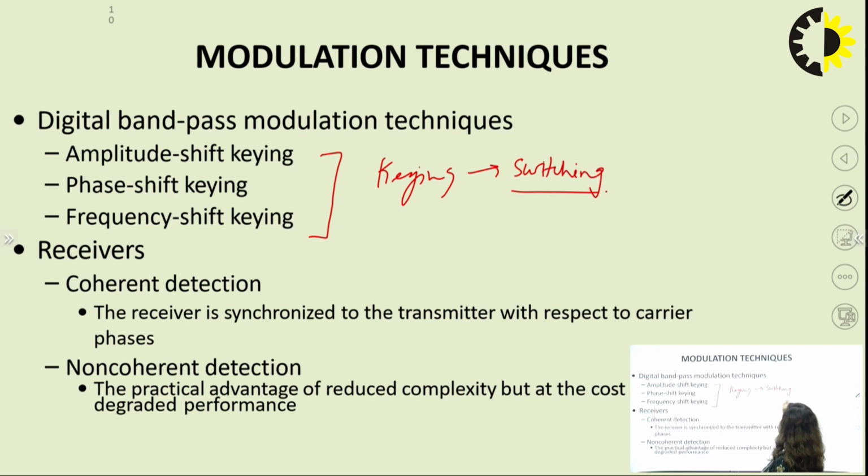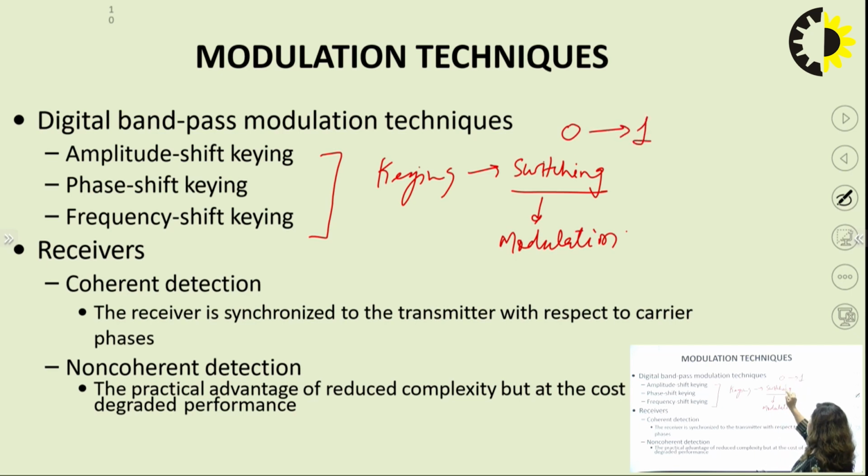In analog communication, we learn about modulation techniques like amplitude modulation, phase modulation or frequency modulation. Here the terms are different: amplitude shift keying, phase shift keying and frequency shift keying. As the data is switched between 0 and 1 or 1 and 0, it is called switching or keying techniques. The receivers for all these techniques are the same, that is, we can use the coherent detection technique here. The receiver is synchronized to the transmitter with respect to carrier phases.